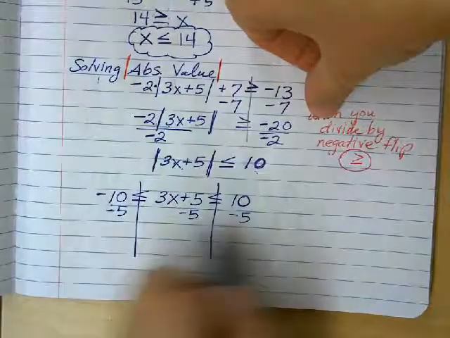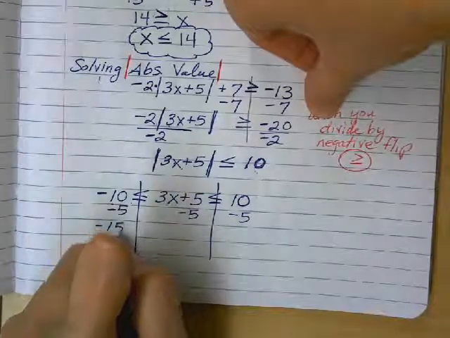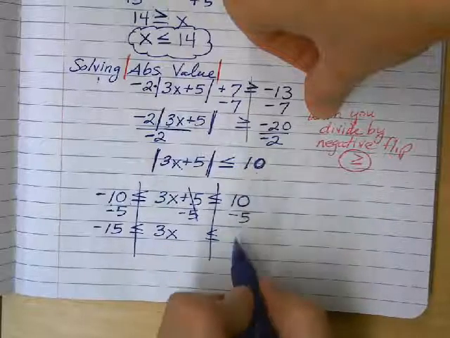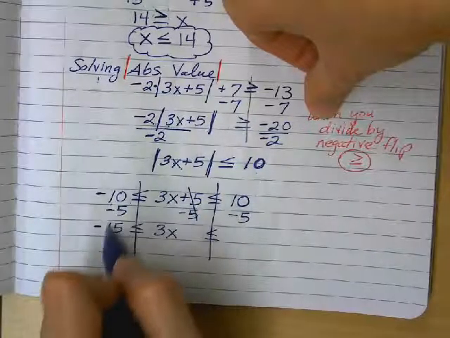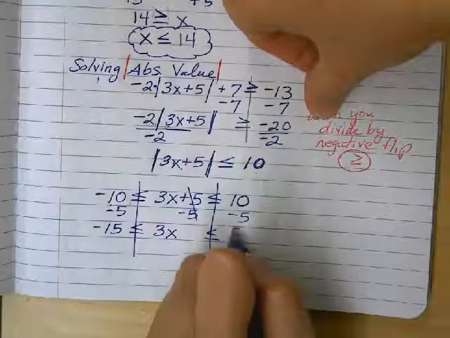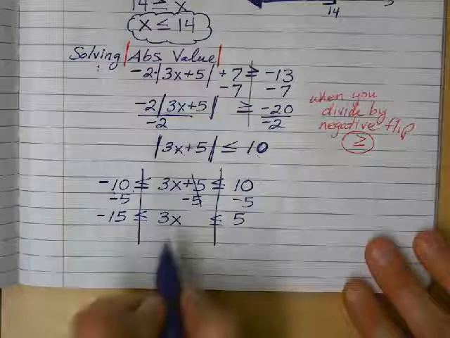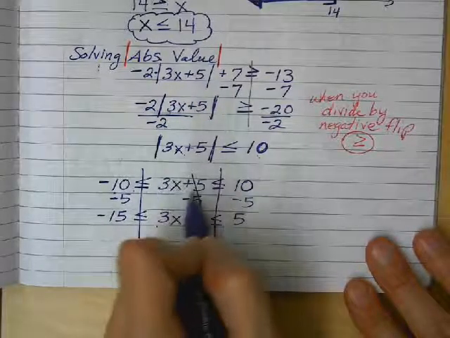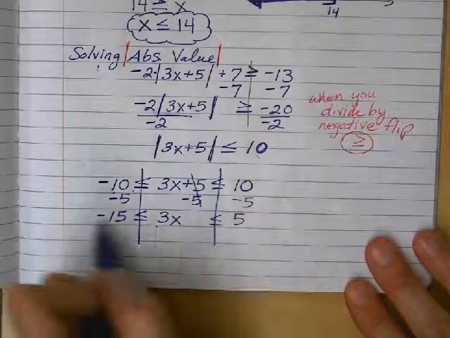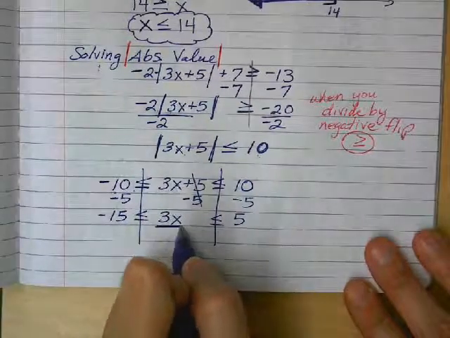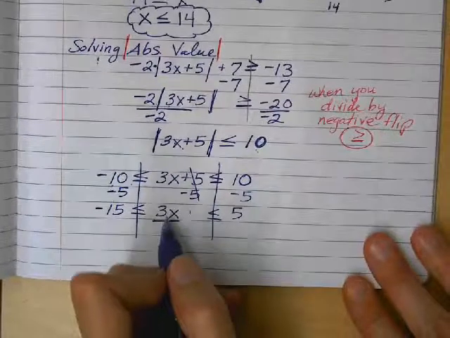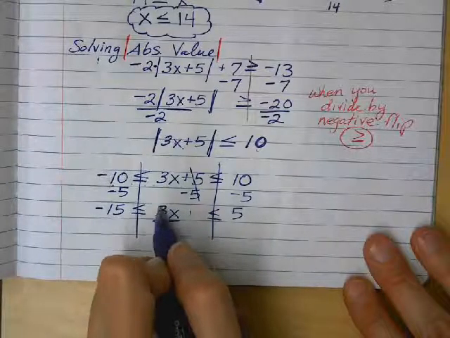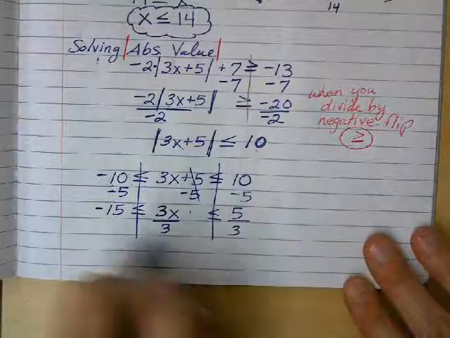So then I -5 from each end. If you -5 from -10, you'd get -15 over here. And if you -5 from 10, you get 5 on this side. Then, see in the middle, I'm working on the middle, trying to get the x alone. So I had a +5, so I -5. Now see in the middle there's a 3x. How do you get rid of the 3? Divide by 3. Yeah, just divide this side by 3, divide this side by 3.